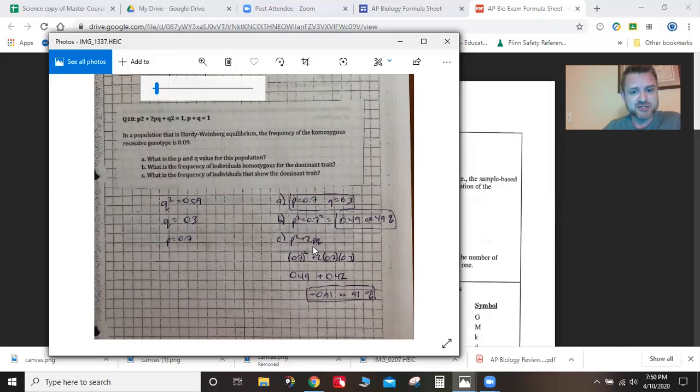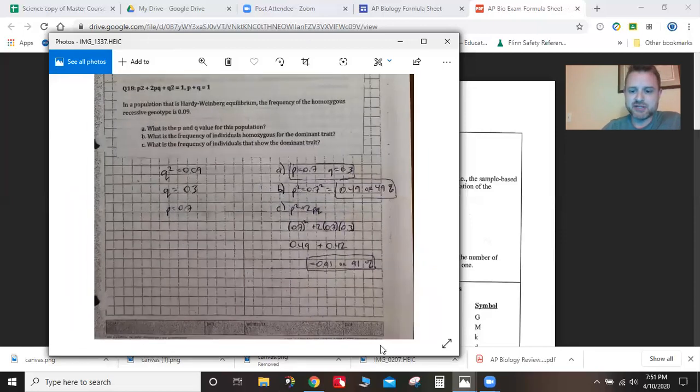C, the frequency of individuals that show the dominant trait, that's p squared or 2pq. Both of those show the dominant trait. So do the math, 0.7 squared, 0.49, plus 2pq, 2 times 0.7 times 0.3, that's 0.42. Add them up, 0.91 or 91%. You should honestly do this in your head because it tells you that 0.09 showed the recessive genotype, so that's 9%. So the other 91% show the dominant phenotype.